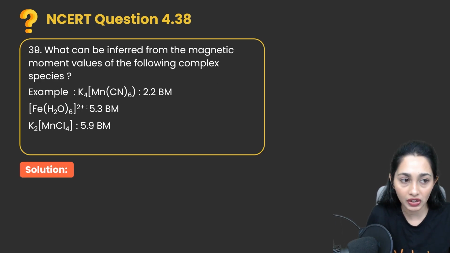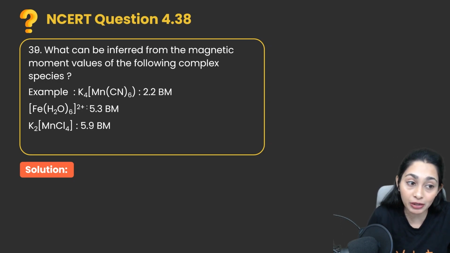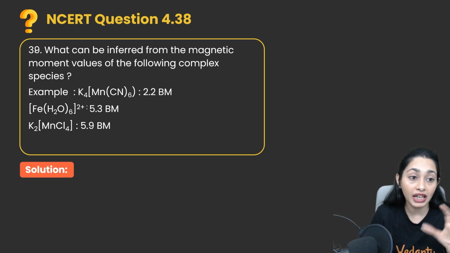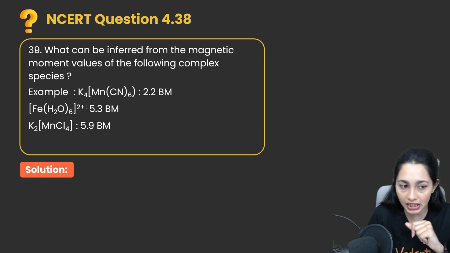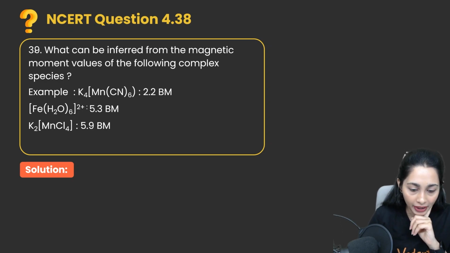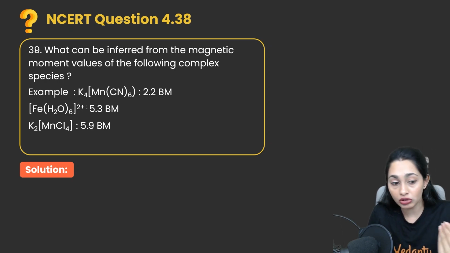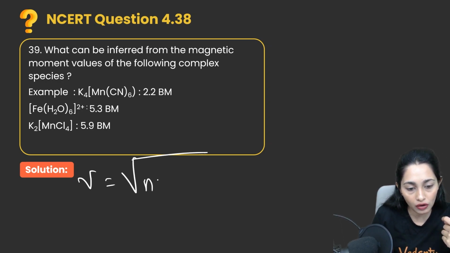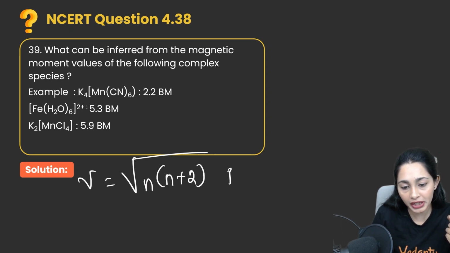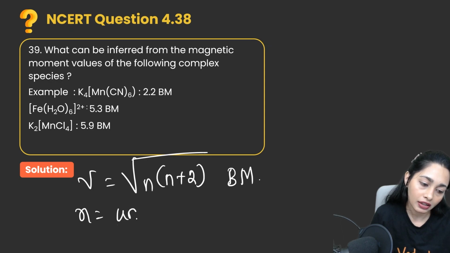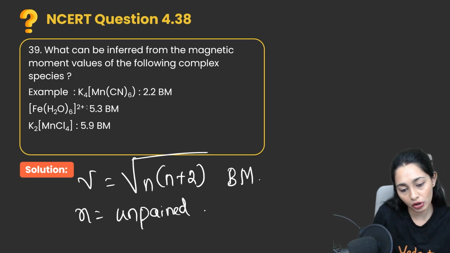Last question, question number 38. What can be inferred from the magnetic moment values of the following complex species? Three complexes are given. We need to deduce and give explanation for the following. They have given the magnetic moment. We already know the formula for calculating the magnetic moment: root of n into n plus 2, calculated in Bohr magneton, and n is the number of unpaired electrons.